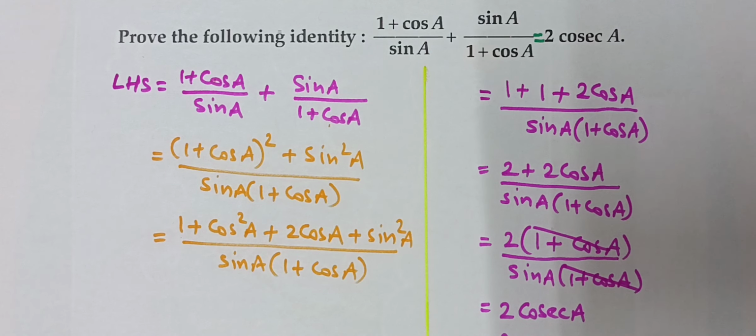Now in step number 4, 1 + 1 is 2. So 2 + 2 cos A. Both are unlike terms, so we write as it is. In step number 5, we can take 2 common from both terms of the numerator. If we take 2 common and nothing is remaining, at that time we have to consider 1. So 1, and in the second term cos A is remaining. After that, 1 + cos A and 1 + cos A cancel, leaving 2 upon sin A. Upon sin A means cosec A, that inverse relation. So from the left hand side you can easily find the right hand side with the help of special ratios, inverse relations, square relations and some basic algebraic identities.